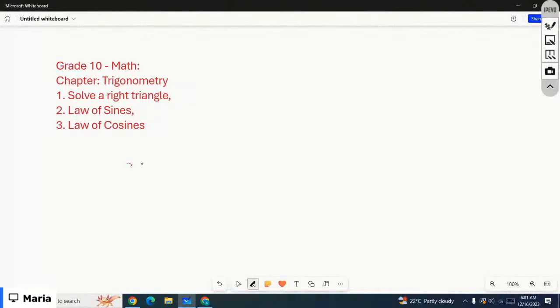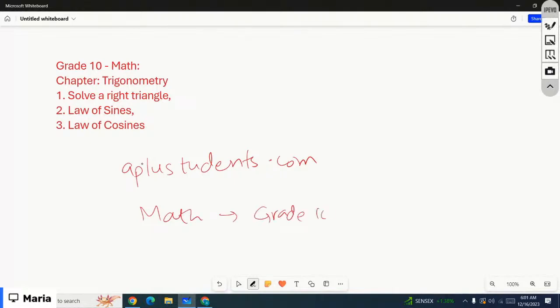You can find all the lessons on aplusstudents.com. You have to log in there using your email address and password as provided by the administrator. Then select math from the subject tab, scroll down to grade 10, and click on view all lessons. There you can find a list of the chapters. We're going to start with the chapter trigonometry, and the lessons we're going to cover today are solve a right angle triangle, law of sine and law of cosine.